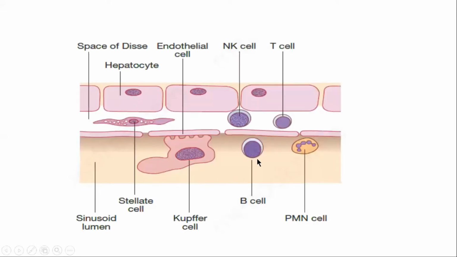Here is the simplified structure showing the position of the different cells. This is hepatocytes and this is sinusoid. In between the space, this is called space of Disse, where the stellate cell or Ito cell is present, which normally stores vitamin A. And also there is natural killer cell and also T cell. And in the sinusoid, there is Kupffer cell, B cell, and polymorphonuclear cell.